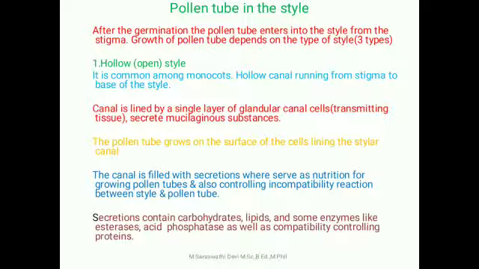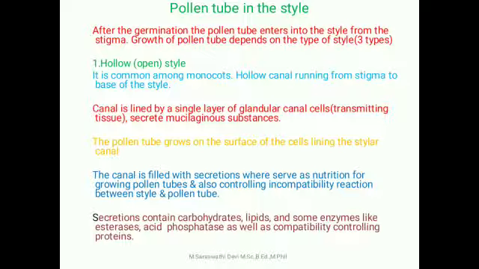First one, hollow, otherwise open style. It is common among monocot plants. A hollow canal runs from the stigma to the base of the stylar region. This canal is lined by a single layer of glandular canal cells, which secrete a mucilaginous substance. These glandular canal cells are otherwise known as the transmitting tissue.